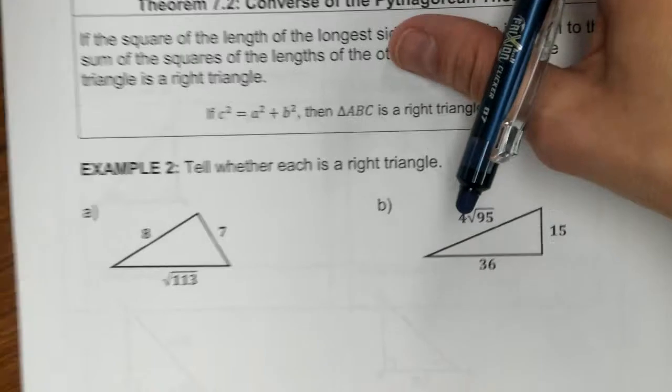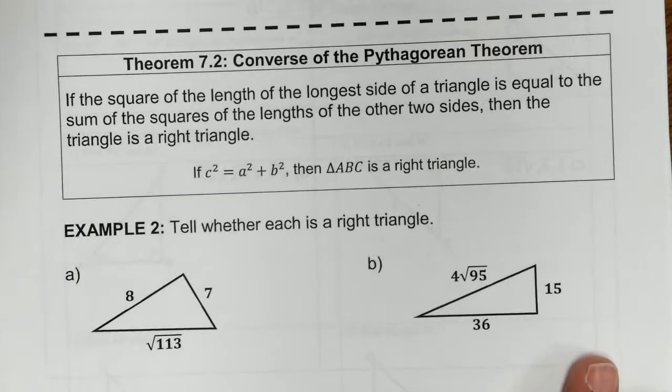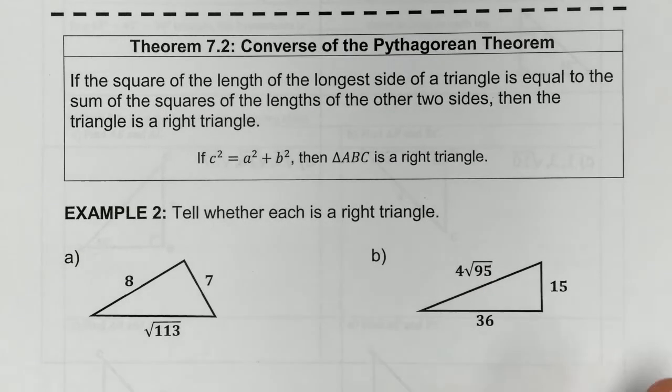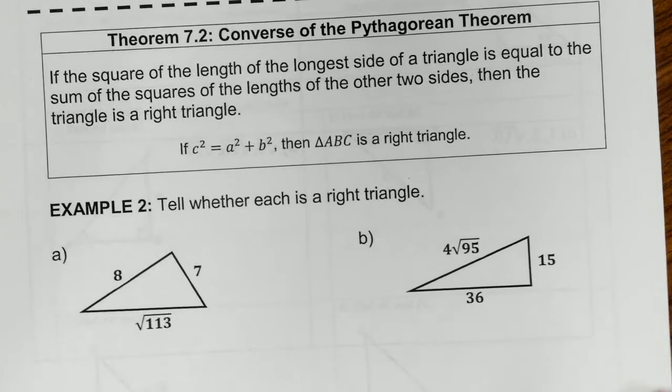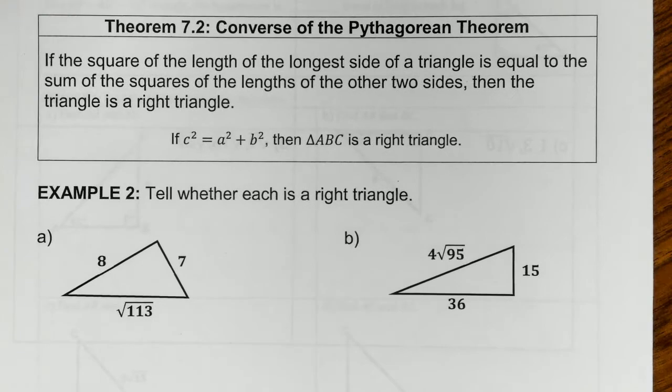The next thing is the converse of the Pythagorean theorem. The Pythagorean theorem is saying, hey, this is a right triangle, find a missing side. Here's your formula. Well, the converse, just like with your conditional statements, is switching the if and then. So now instead of telling you it's a right triangle, I want to know if it's a right triangle. So you use the formula to plug in and figure out if c squared is equal to a squared plus b squared.